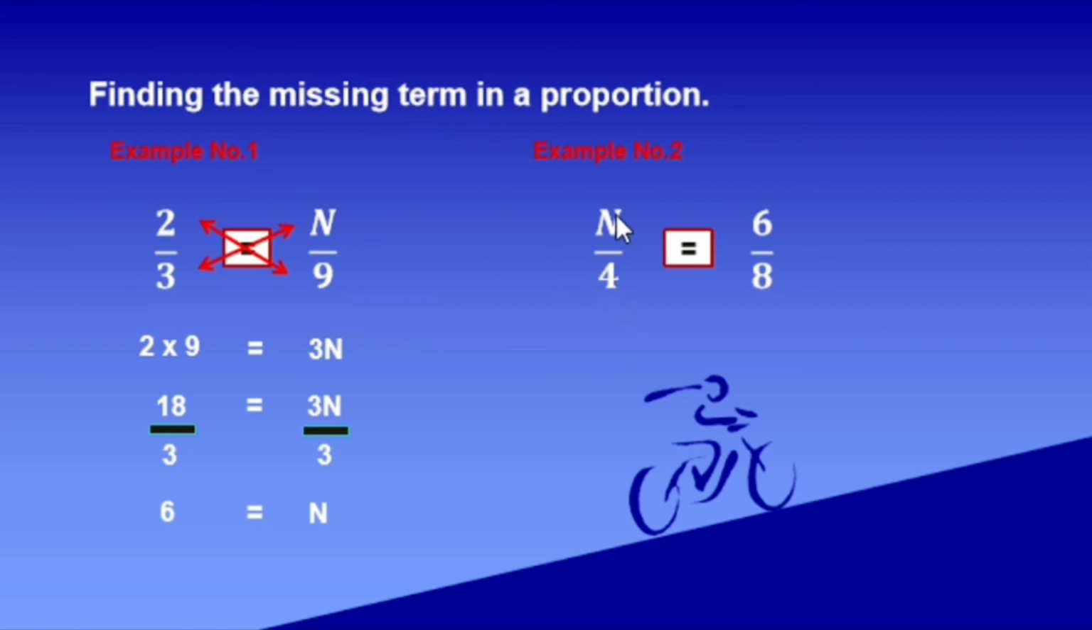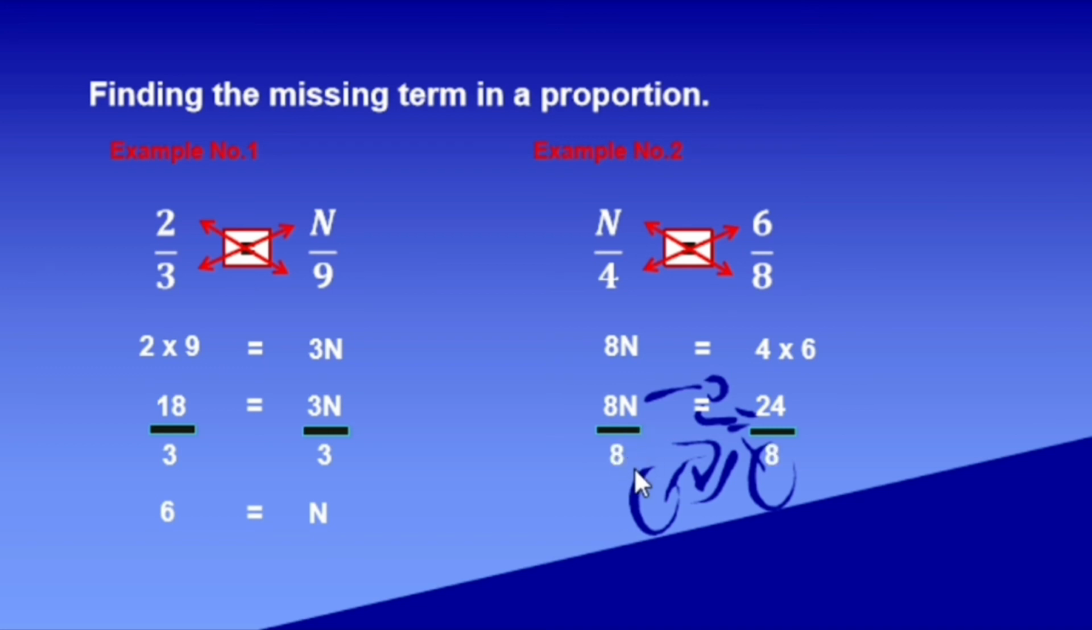We have n over 4 is equal to 6 over 8. Again, get the product of the extremes. We have n times 8 is equal to 8n. And then, the product of the means, we have 4 times 6. Next, we have 8n is equal to 4 times 6 is equal to 24. Now, you need to get the value of n. What are you going to do? Just simply divide both sides by 8.